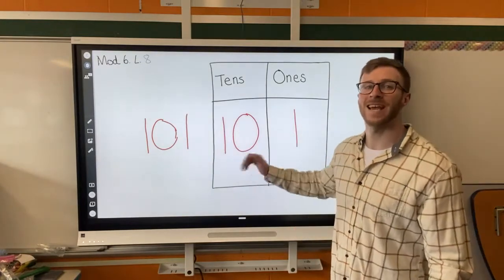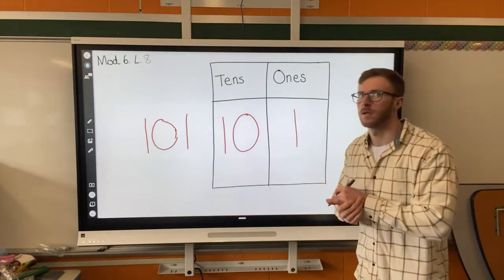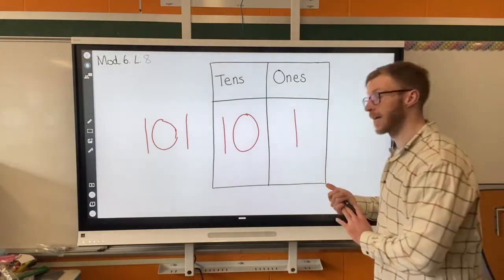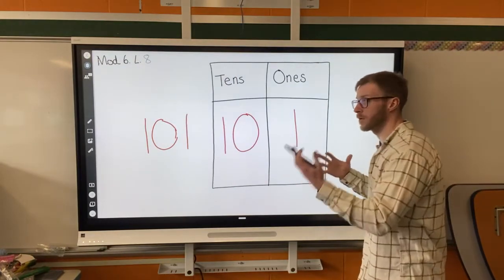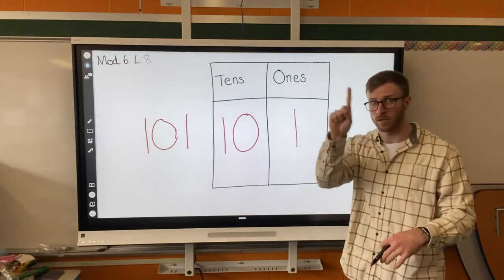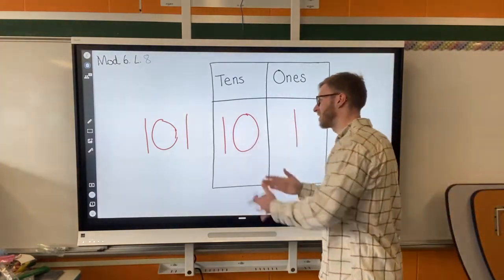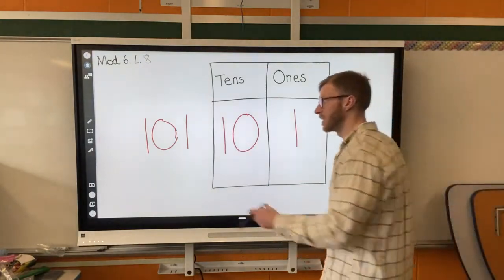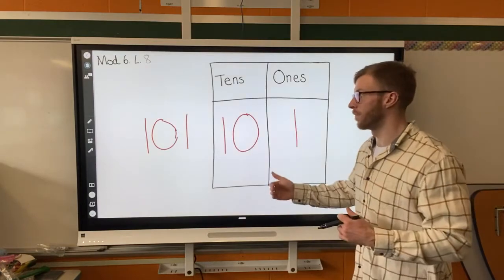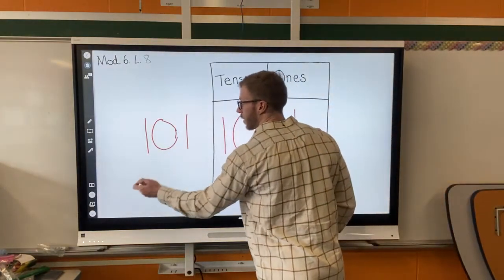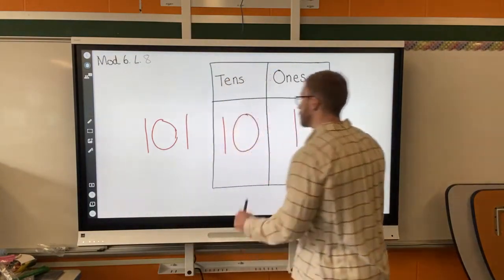Do I still have 10 groups of 10? Yes, the answer is yes, I do. I only added 1 to this. It was 0, now it's 1. So if I'm going from 0 to 1, you're just adding 1. So I didn't add another group of 10. So we are still at 10 groups of 10. We can see that in our number 101. 10 groups of 10 is the same as 100, or 1 in the hundreds place. So we have 10 groups of 10.